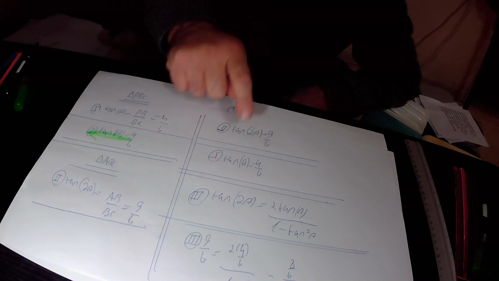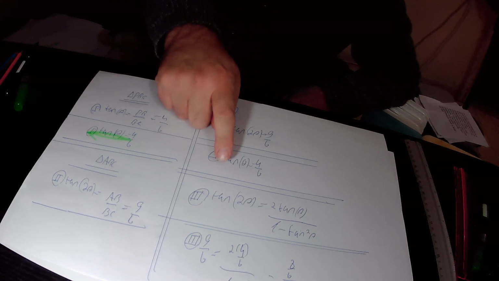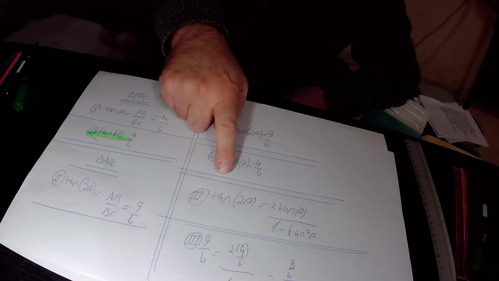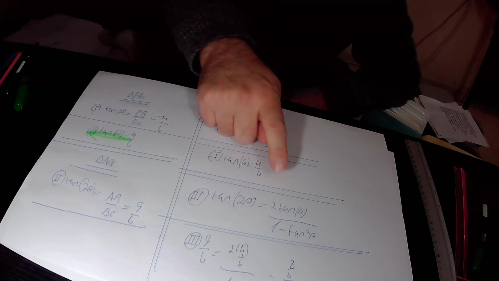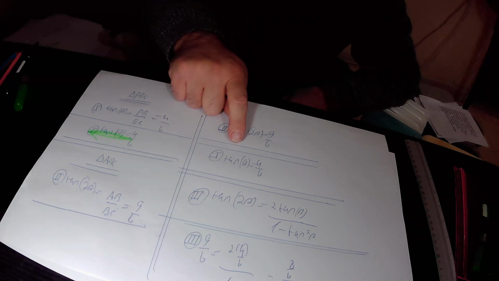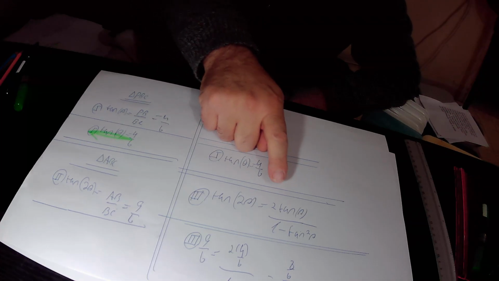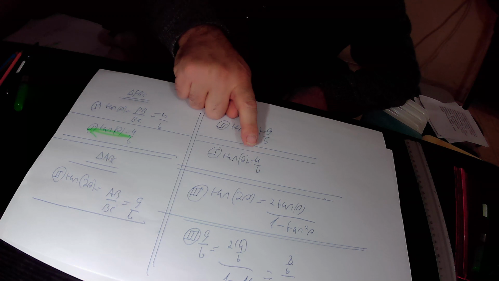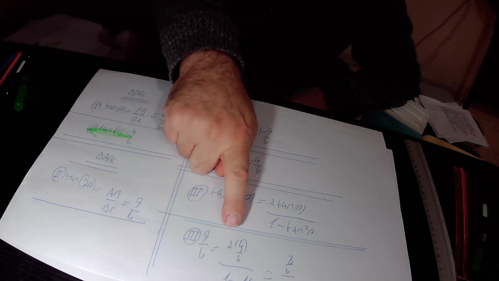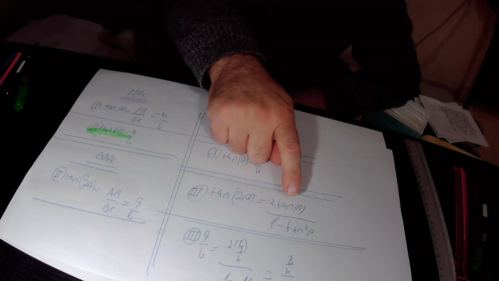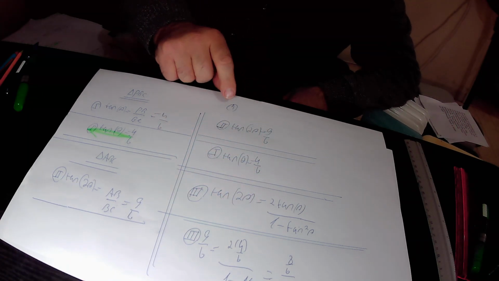Tangent 2 theta equals 9 over B, so we substitute tangent 2 theta in this trigonometric identity by 9 over B, and it equals 2 times tangent theta over 1 minus tangent square theta. Tangent theta is 4 over B, so it is 2 times 4 over B over 1 minus tangent square theta.